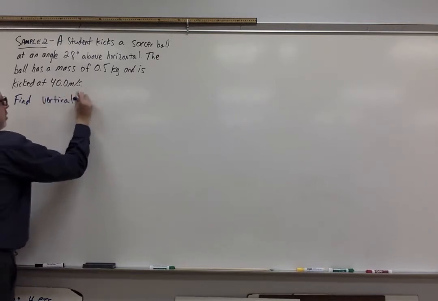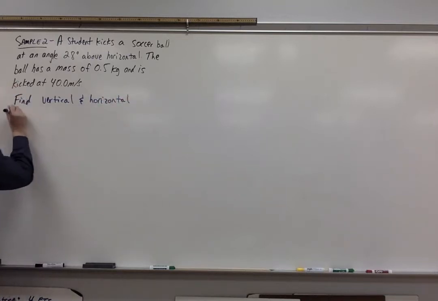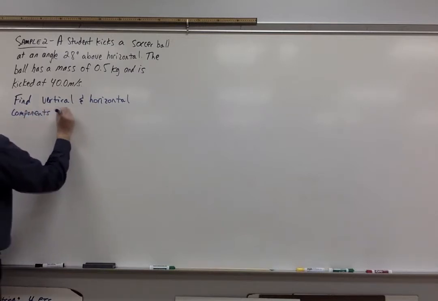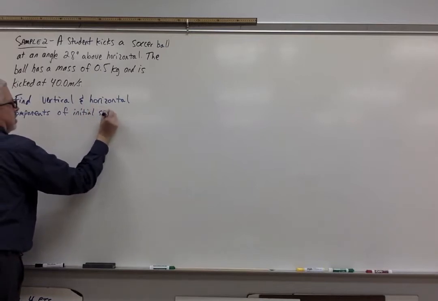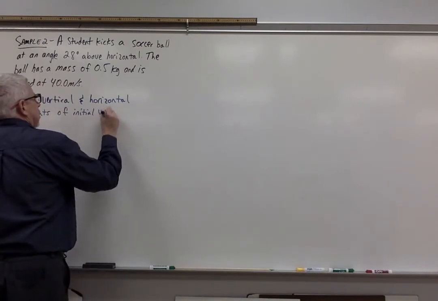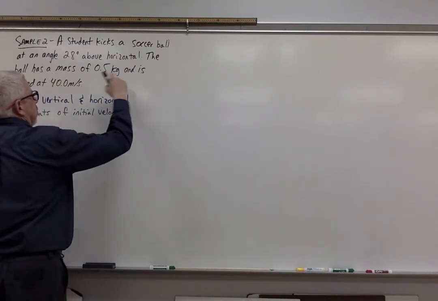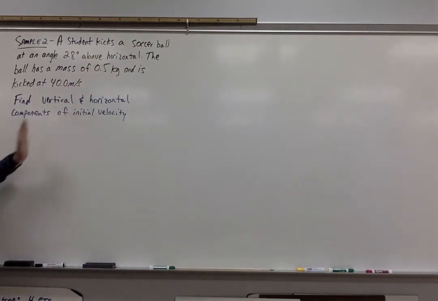So find vertical and horizontal components of the initial speed. So that's an initial velocity. Actually, I should say velocity. That's an initial velocity here of 40 meters per second. But some of it's going vertical and some of it's going horizontal. In reality, obviously, it's going at a 28 degree angle.